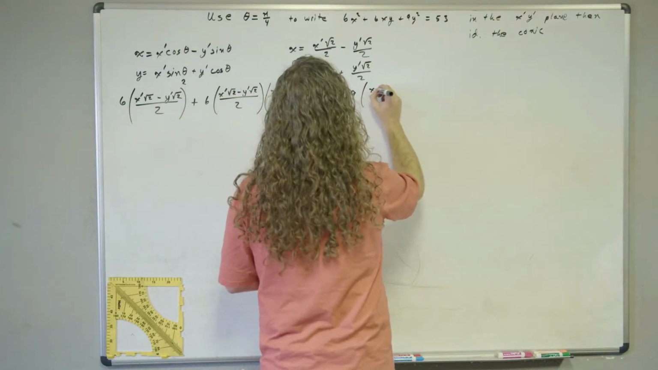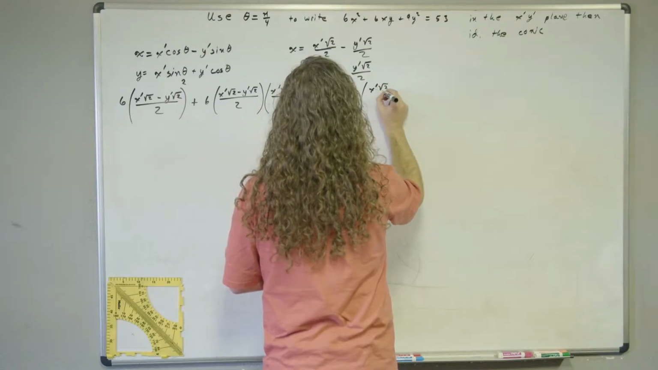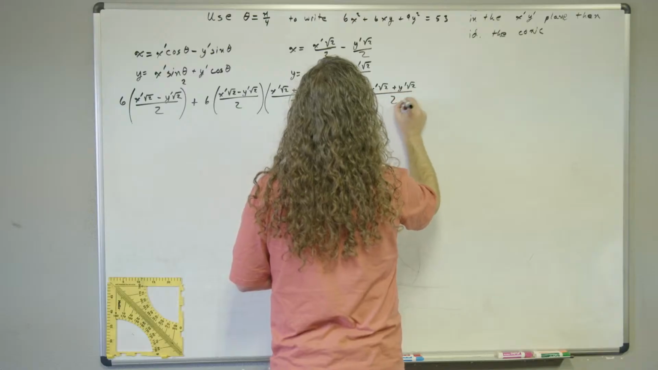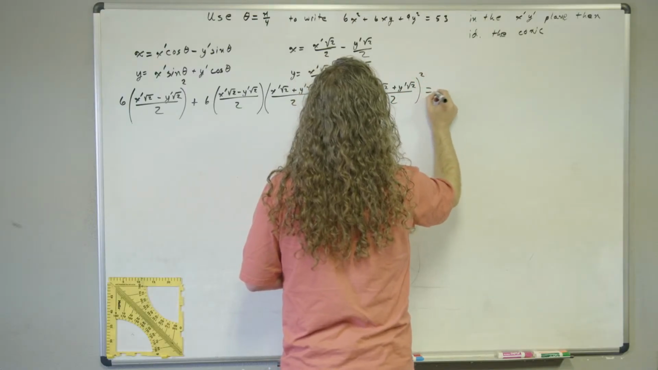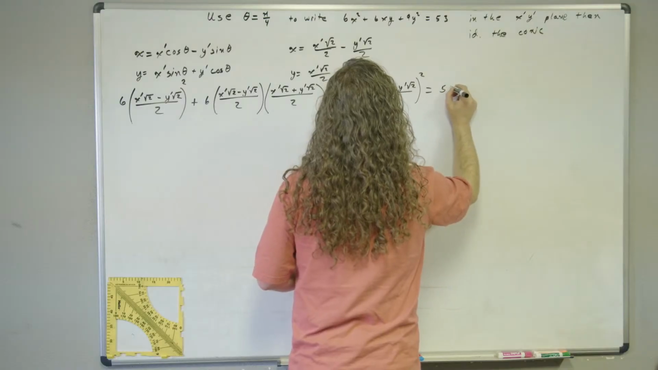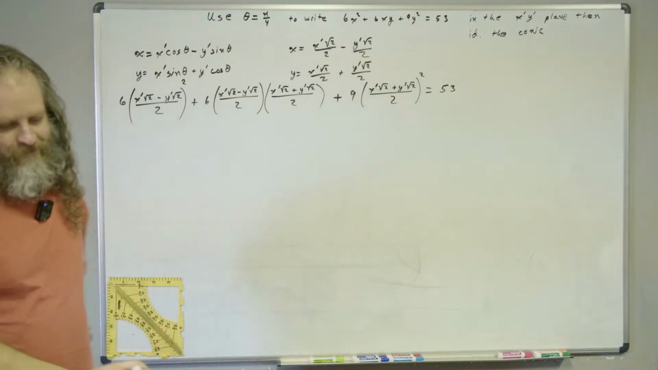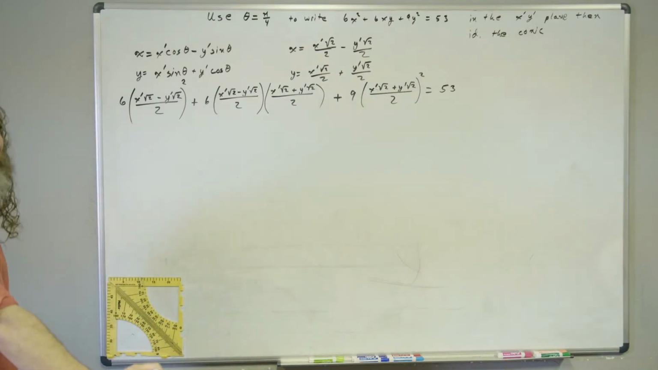Times x prime times the square root of 2 plus y prime times the square root of 2 over 2, quantity squared equals 53. Now what? So now we've rotated it? Well, we've got to clean it up. I'm just making sure that's where we're at. This is the rotated equation, unsimplified. True enough. Okay.